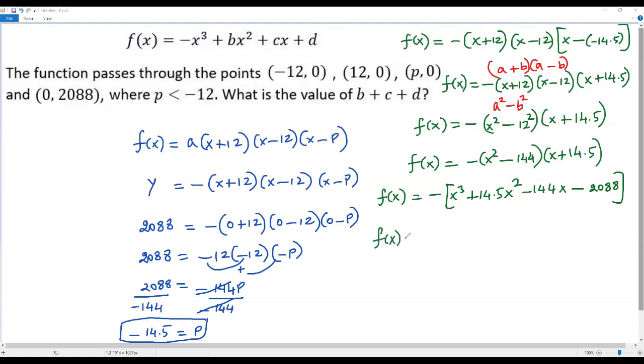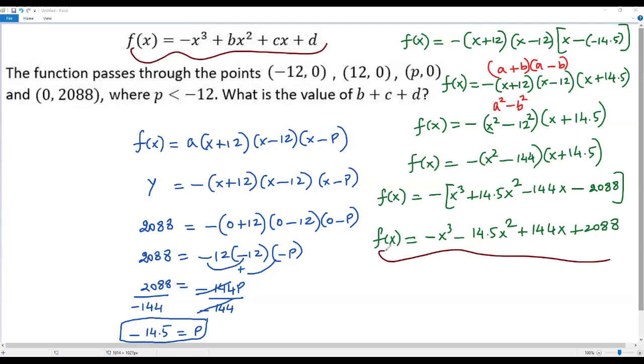f of x equals, so when I distribute this negative sign to this x cube, it will be negative x cube, sorry. And when I distribute this negative sign to this one, it will be negative 14.5 x square. So negative times negative will become positive 144x. Negative times negative will become positive 2088. Okay, now I got the cubic function. So now we can compare it with the given cubic function.